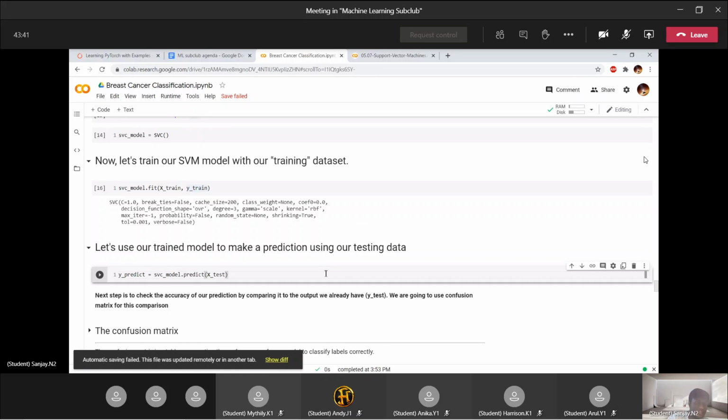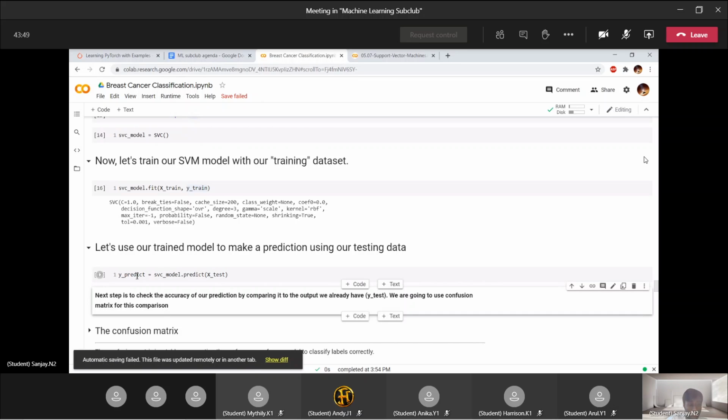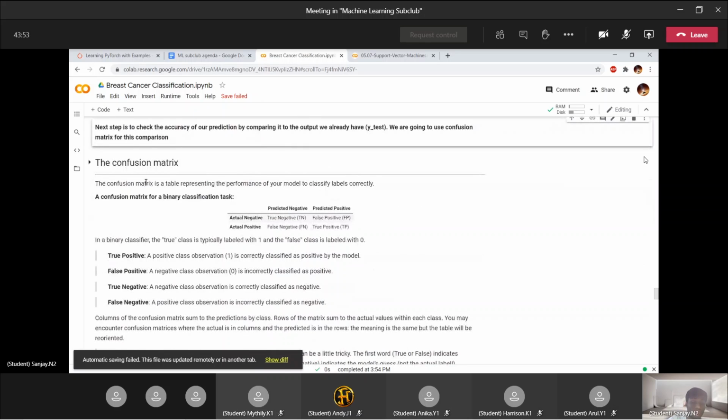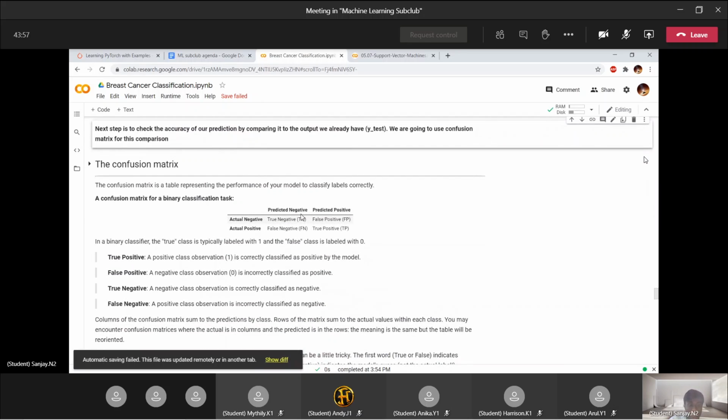So now we trained it, we fit it to the data, and then we predict from the testing data and figure out what predictions our model gives. So now we can generate what's called a confusion matrix. What a confusion matrix is, it basically shows you these four things. It shows you true positives, false positives, true negatives, and false negatives.